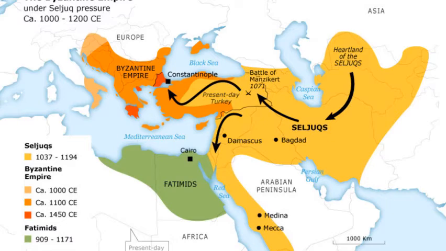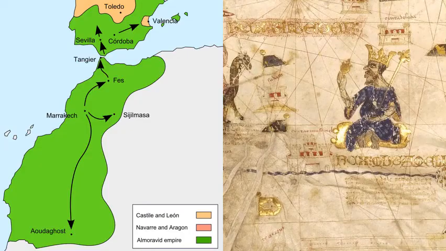So the green is the Fatimid Arabs. Okay, those are the Muslims that used to rule Baghdad, and now they're in Northern Africa. Okay, and the Turks are now ruling everything left over. Turks are mostly Muslim themselves. Okay, they adopt Islam, but they fight with the Muslims who are already in this area. Next.